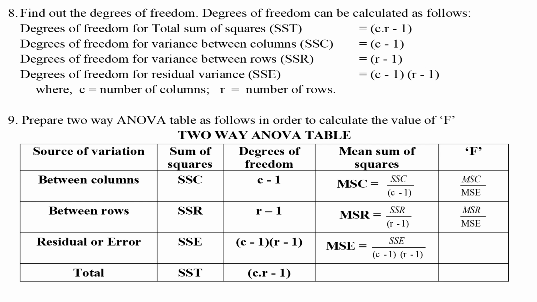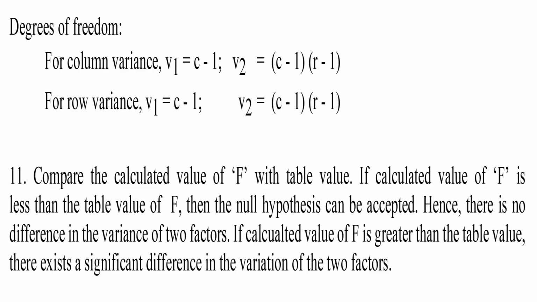9. Prepare the two-way ANOVA table as follows in order to calculate the value of F. The two-way ANOVA table is mentioned here. Degrees of freedom. For column variance, V1 equals C minus 1, V2 equals C minus 1 times R minus 1. For row variance, V1 equals R minus 1, V2 equals C minus 1 times R minus 1.